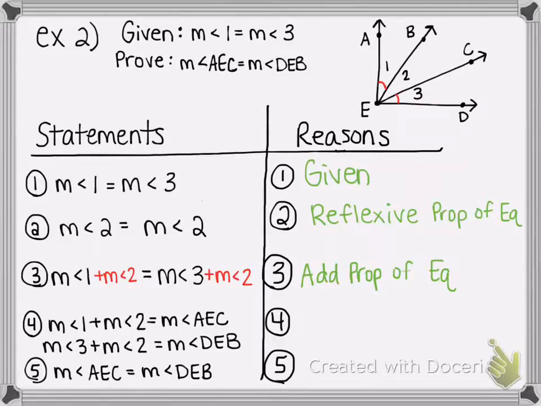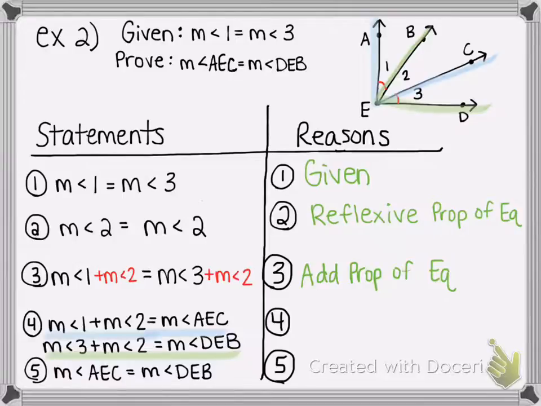So where in the world did this statement 4 stuff come from? We have the measure of angle 1 plus the measure of angle 2 equals AEC. Well, that's kind of obvious that 1 and 2 make up that angle. Okay, and then we have the measure of angle 3 plus the measure of angle 2 equals DEB, which is this angle right here. So we need to figure out what in the world allows us to say that 1 and 2 gives you AEC, and that 3 and 2 gives you DEB.